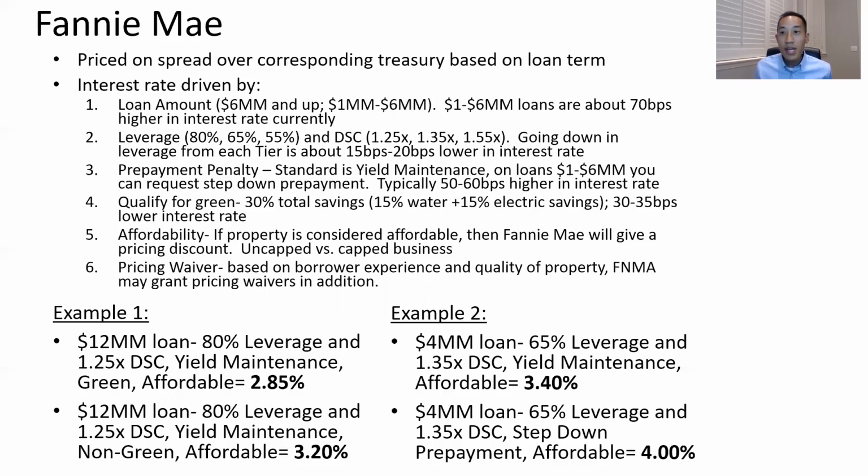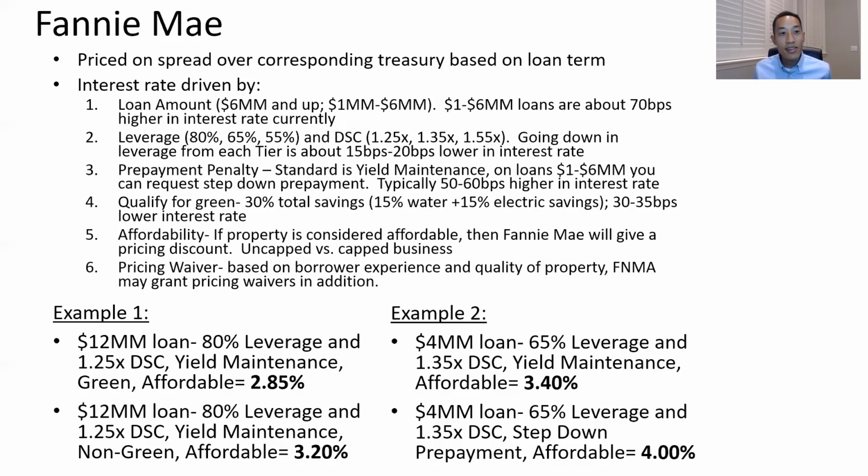So in Fannie Mae, the standard is yield maintenance. So on loans over 6 million, they almost always just quote yield maintenance. But then if you go into the smaller loans, so the 1 to 6 million, you can request step down prepayment, which is what they have on Freddie SBL. But your interest rate is going to be about 50 to 60 basis points higher.